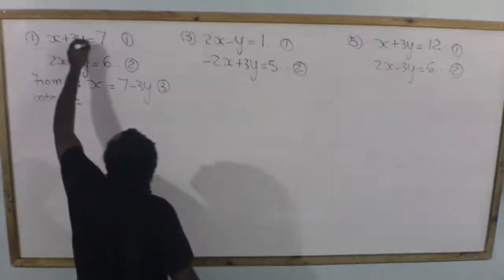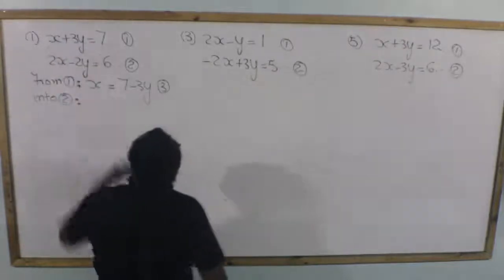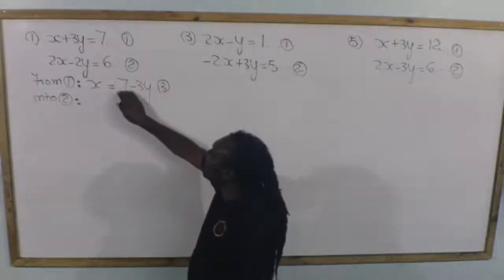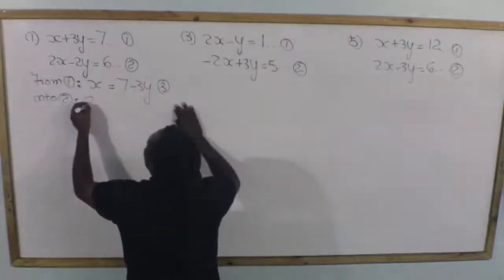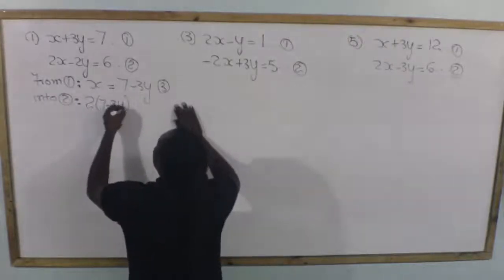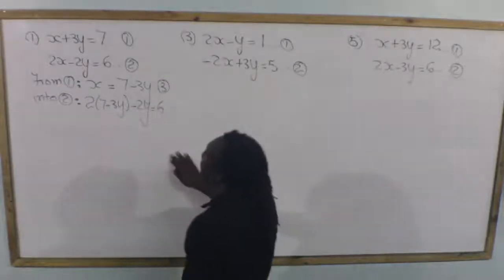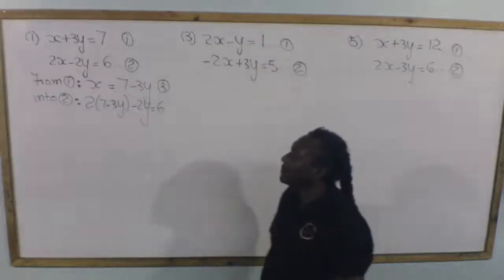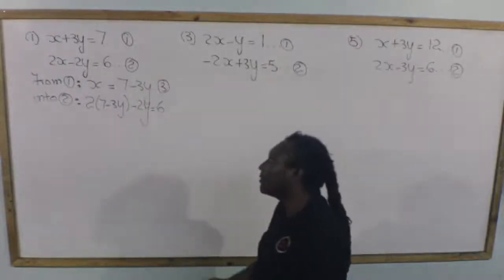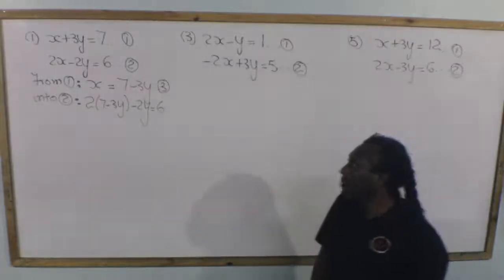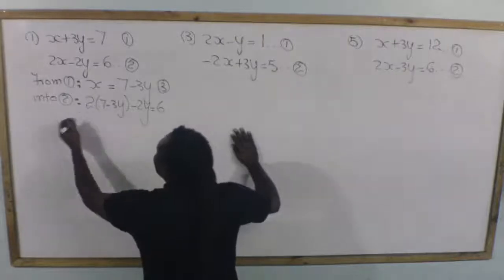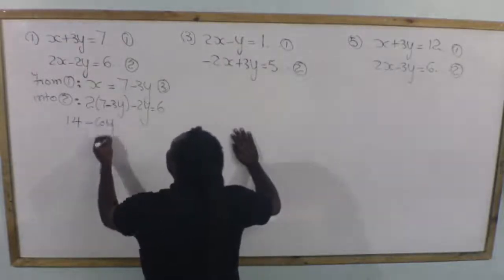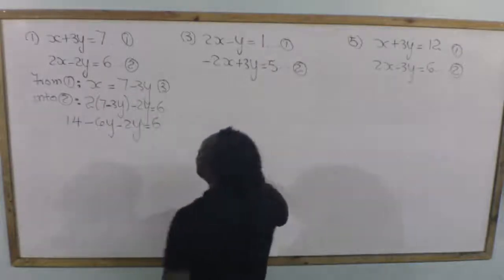So X is equal to 7 minus 3y, eliminating the 3y by subtraction. Then we substitute that into equation 2. Where we see X, we put 7 minus 3y. So 2 times 7 minus 3y, minus 2y, is equal to 6. The only thing that is different is the 7 minus 3y, which we know to be X. So we expand the brackets: 2 times 7 is 14, minus 2 times negative 3, so negative 6y, minus 2y is equal to 6.